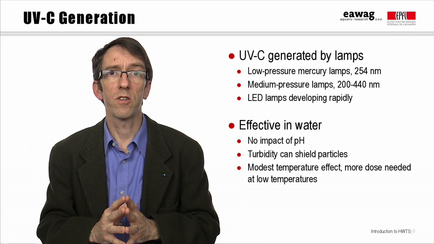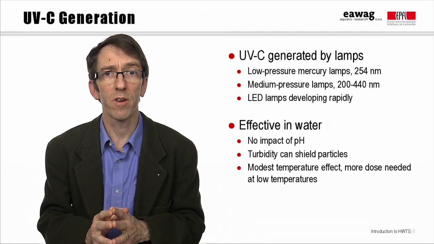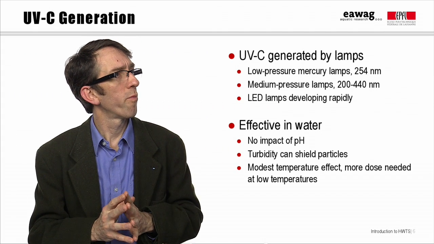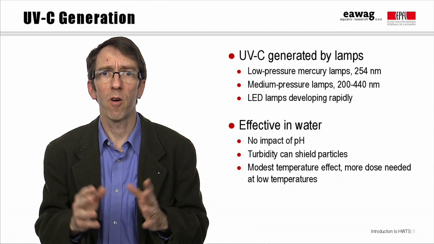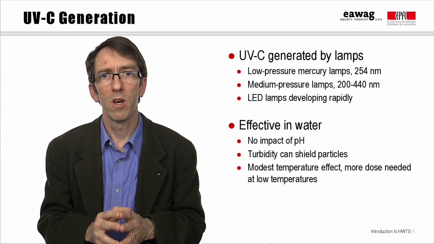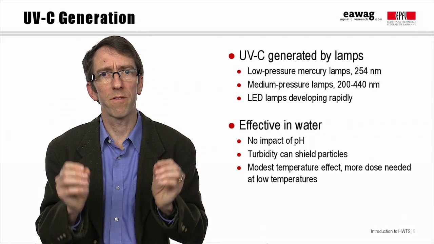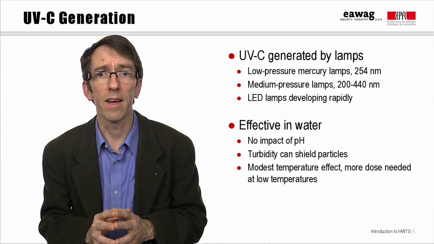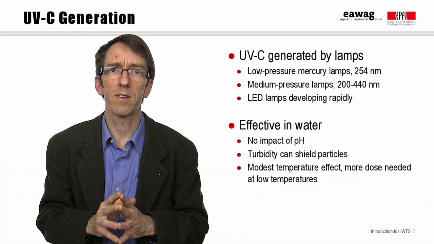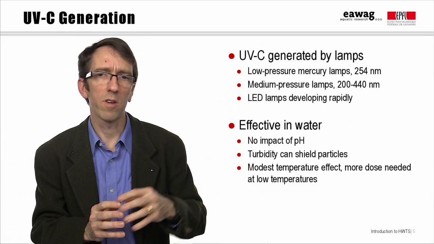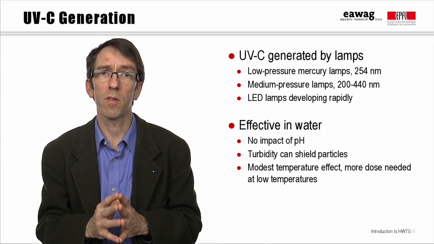There are a number of different ways to generate UVC radiation using lamps, which of course require electricity. Low-pressure mercury lamps emit light in a very narrow wavelength band of around 254 nanometers, which is close to that DNA absorption peak at 260. So this is a very effective way to target DNA. Medium pressure lamps generate a broader spectrum of UVC, so not only the DNA could be targeted, but proteins and other kinds of inactivation could take place.